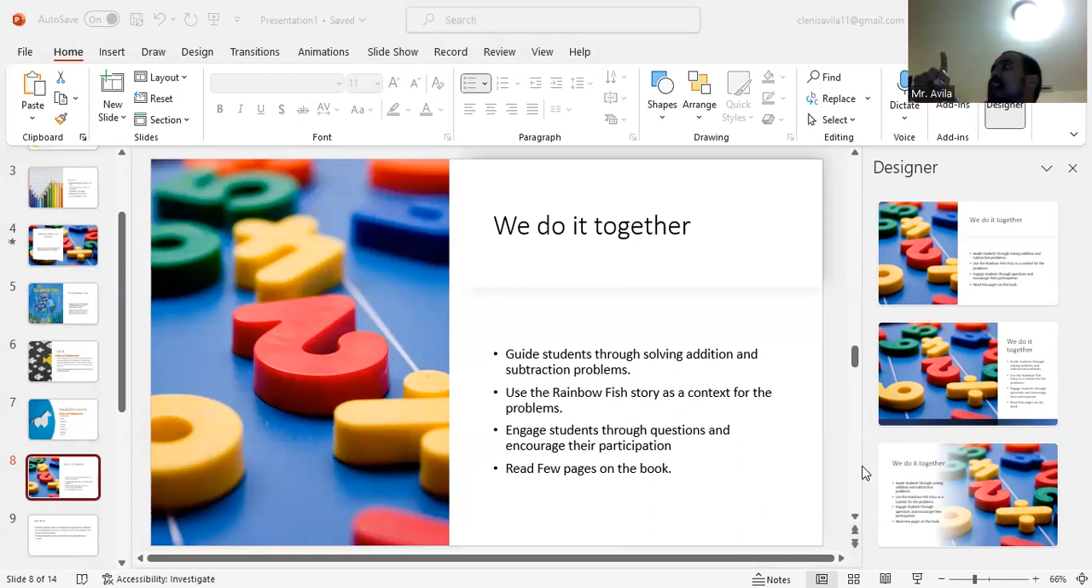I want boys and girls to point at the story in the worksheet.